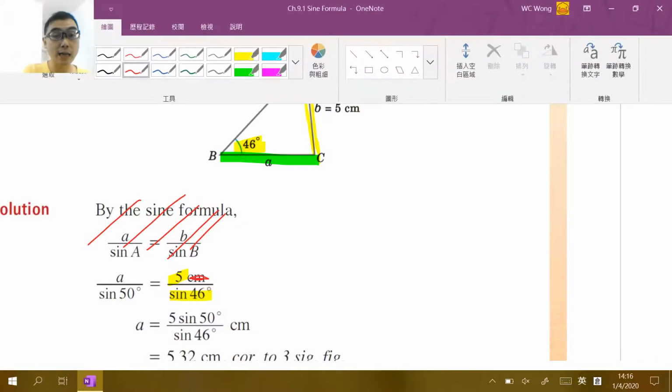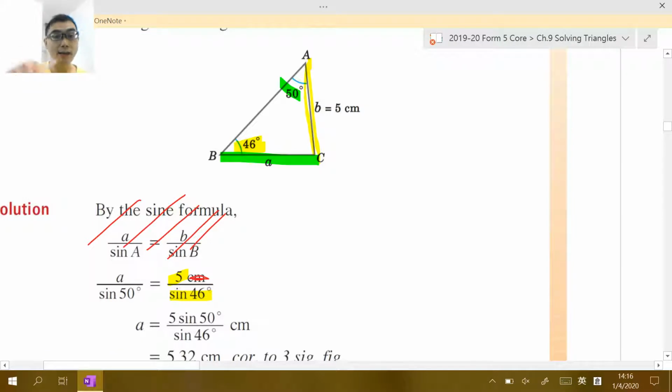And then the next is that for the length A and the corresponding angle, the 50 degrees, you can also write in pairs: A over sine 50. That means what you need to do is just use length over sine angle equals length over sine angle. This is the sine formula. Then you just use your calculator to calculate. After that, you will have this.